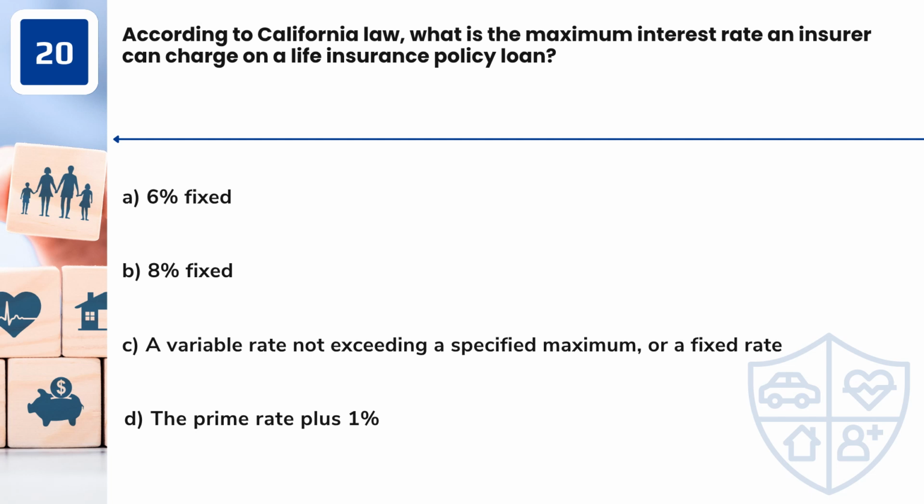Question 20. According to California law, what is the maximum interest rate an insurer can charge on a life insurance policy loan? A. 6% fixed. B. 8% fixed. C. A variable rate not exceeding a specified maximum, or a fixed rate. D. The prime rate plus 1%.